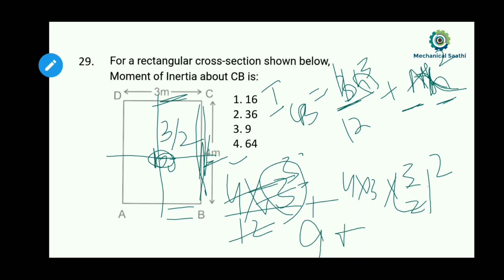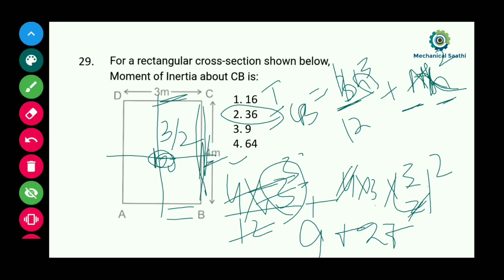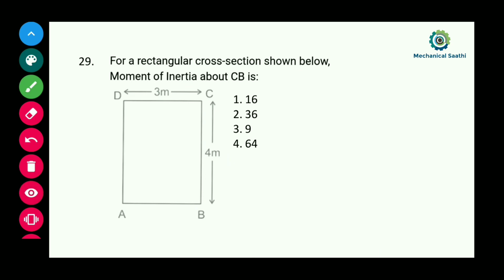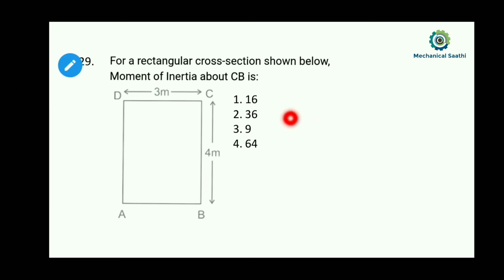Plus, here 4 and 4 we can cancel, so 2 squared gives us 4. So 4 and 4 cancel, and we are left with 3 and 3 squared, so obviously that will be equal to 27. If we add 9 plus 27, it gives us 36. So in this question, your moment of inertia about CB will be 36. So option 2 will be the correct answer for this question.